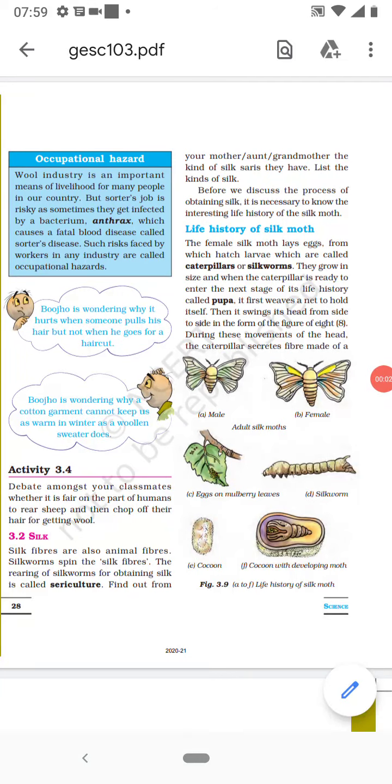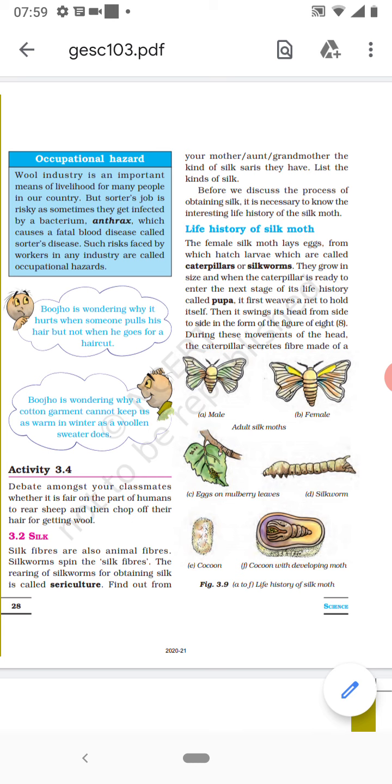Good afternoon, students. Yesterday, I told you that we will talk about sericulture in the next class. What is sericulture? The rearing of silkworms for obtaining silk is called sericulture. Now, how the silk moth produces silk, the life history of the silk moth, we will study today.